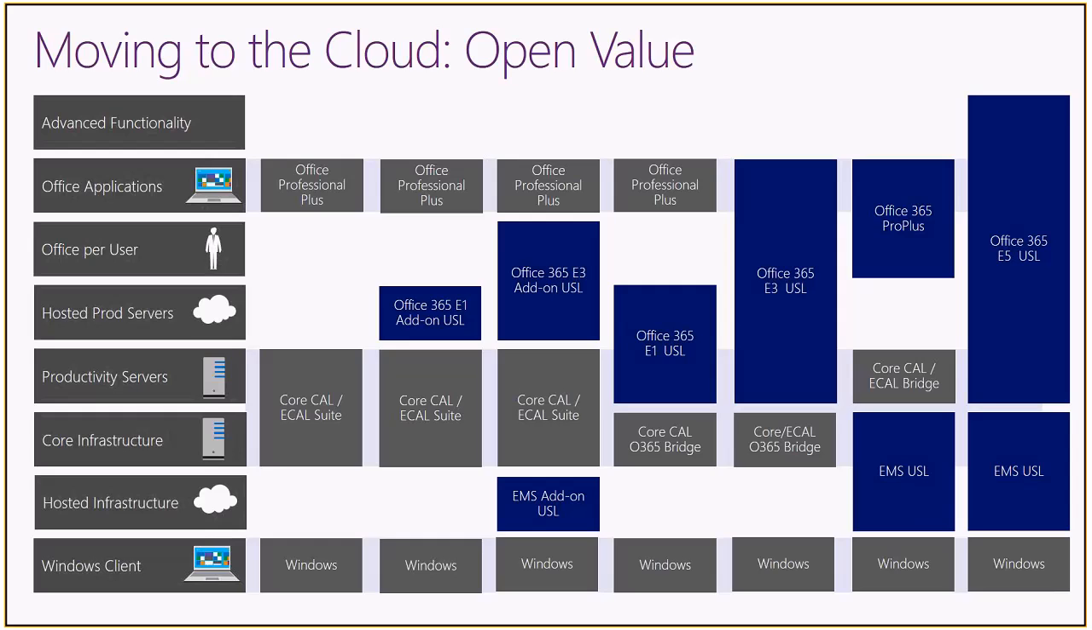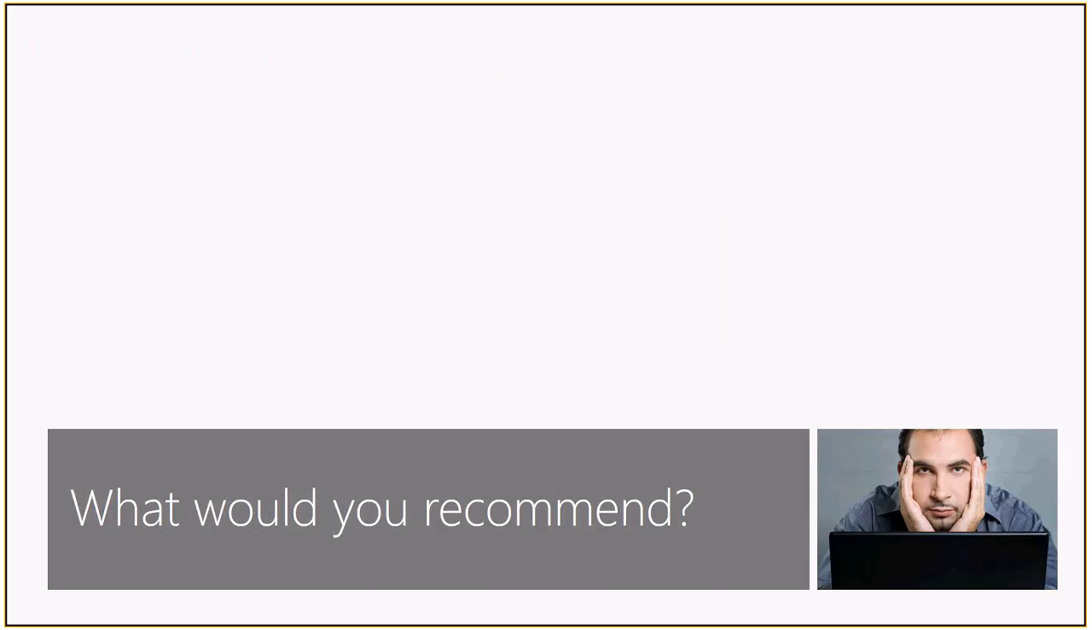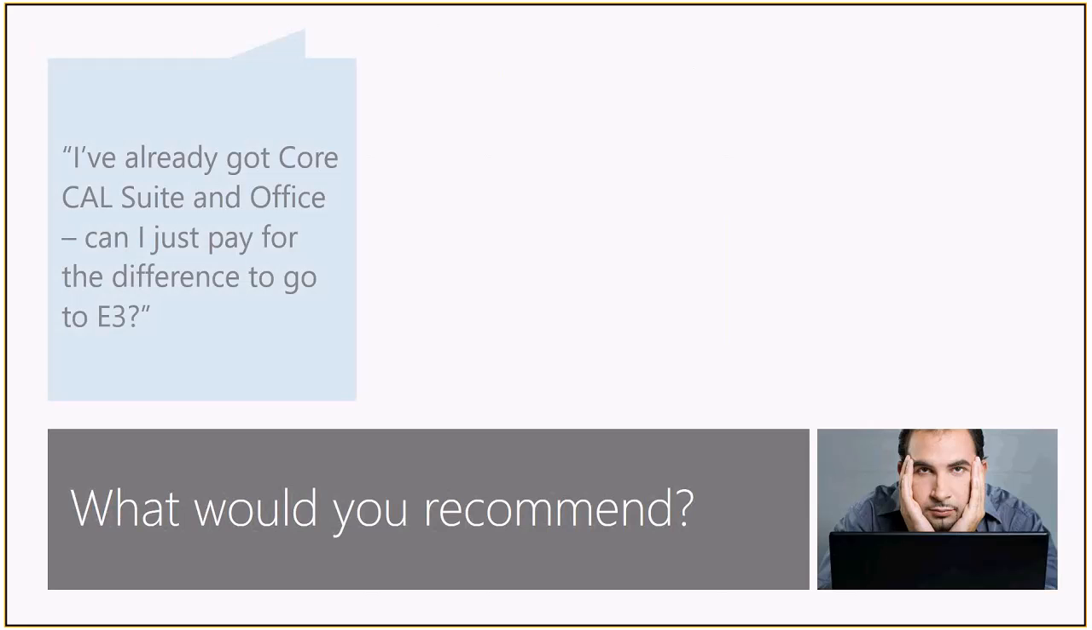And that takes me to a final what would you recommend set of scenarios. So these are building on everything that we've seen up to now. So they're perhaps a little bit trickier than the ones earlier. So a customer says to you, I've already got Core Cal Suite and Office. Can I just effectively pay the difference to get some E3? What would your recommendation be in that scenario?